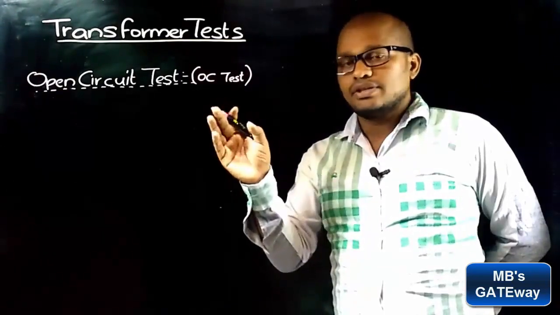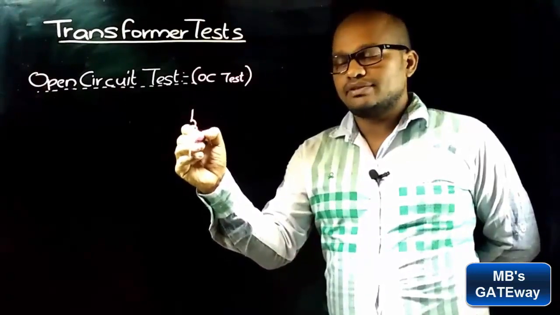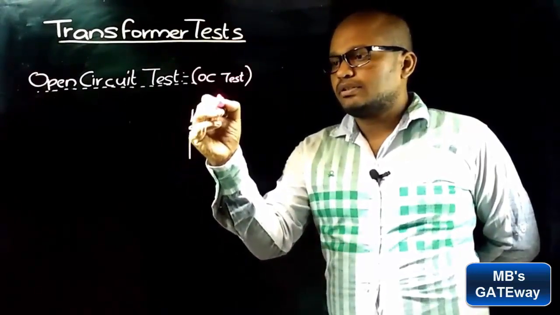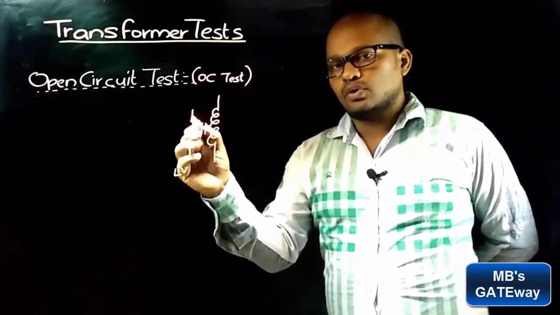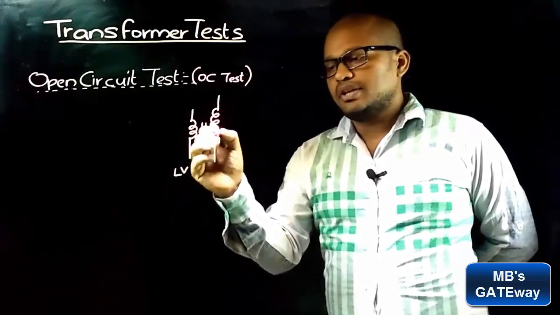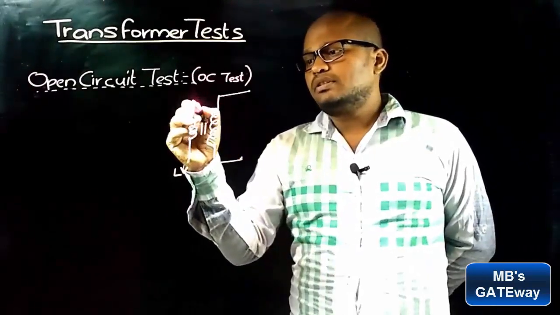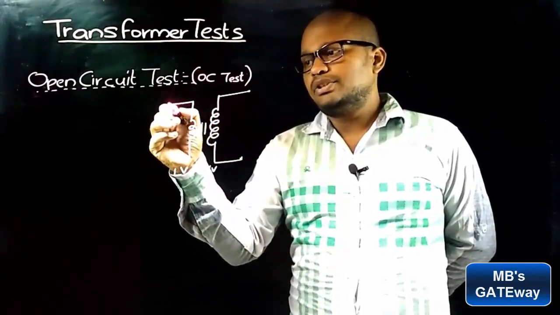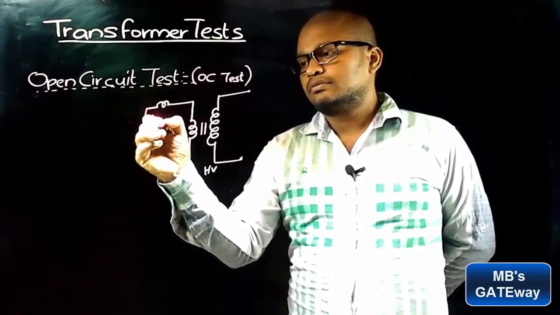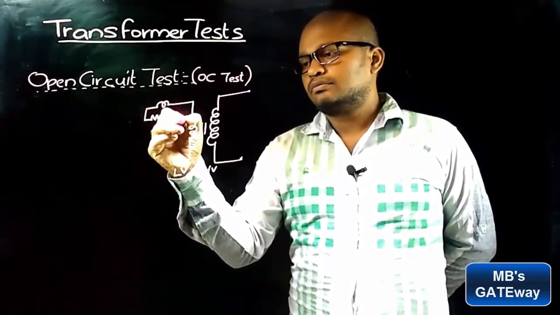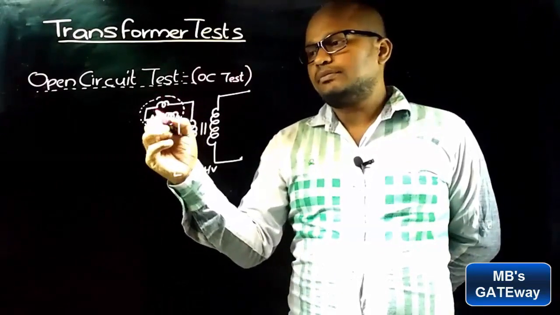Now let's draw the circuit diagram to perform open circuit test. So this is the LV side of the transformer and this is the HV side of the transformer. Low voltage winding side is represented with LV and high voltage side of the transformer is represented with HV. To measure the input power taken by the transformer, here we are connecting a wattmeter.